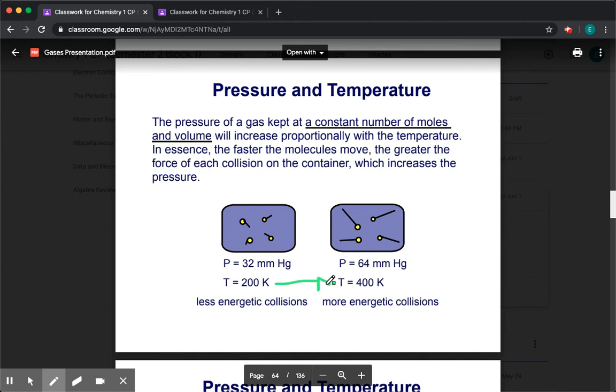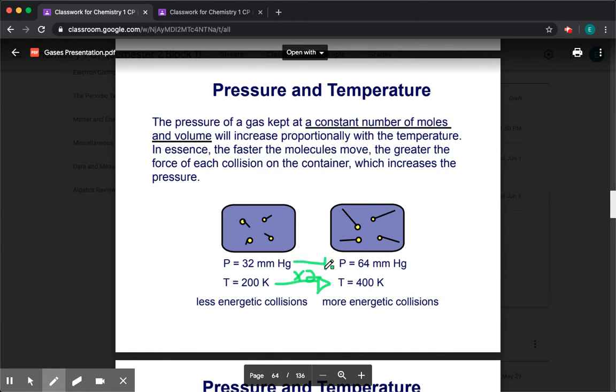We double the temperature. Okay. What happens if we double the temperature? If you increase the temperature, you give the molecules more energy. They're going to go faster, which means they're going to hit harder. So if the container can't move, what's going to be higher? The pressure.